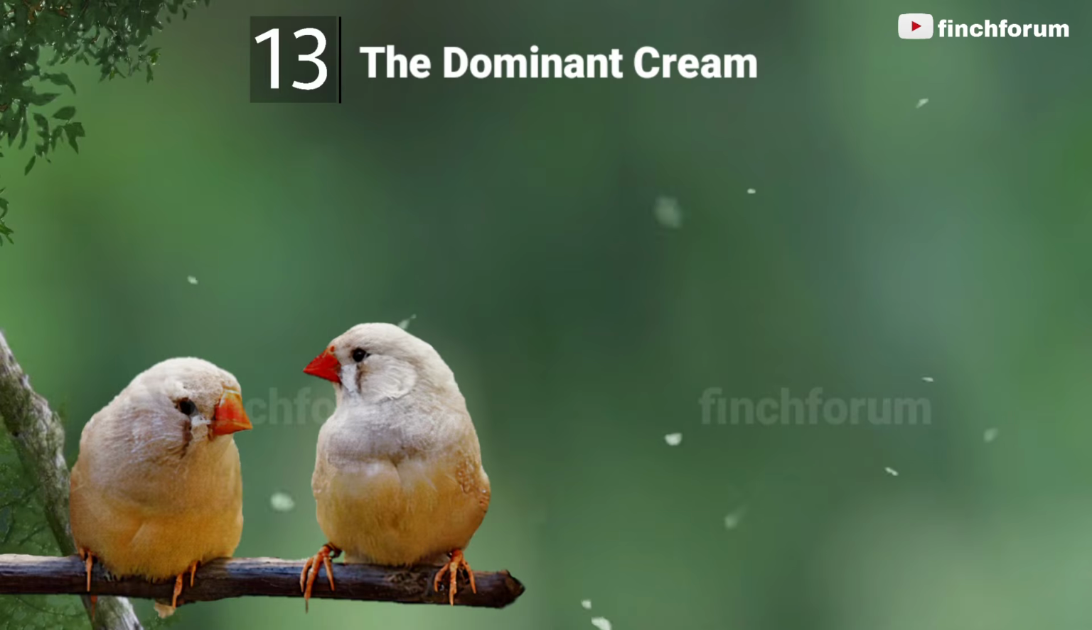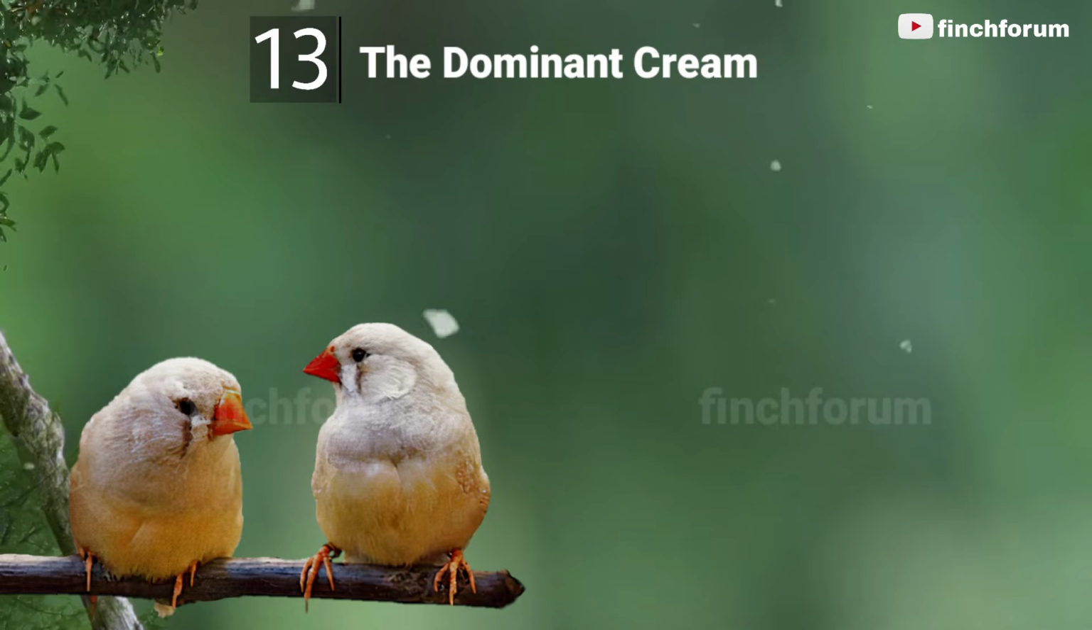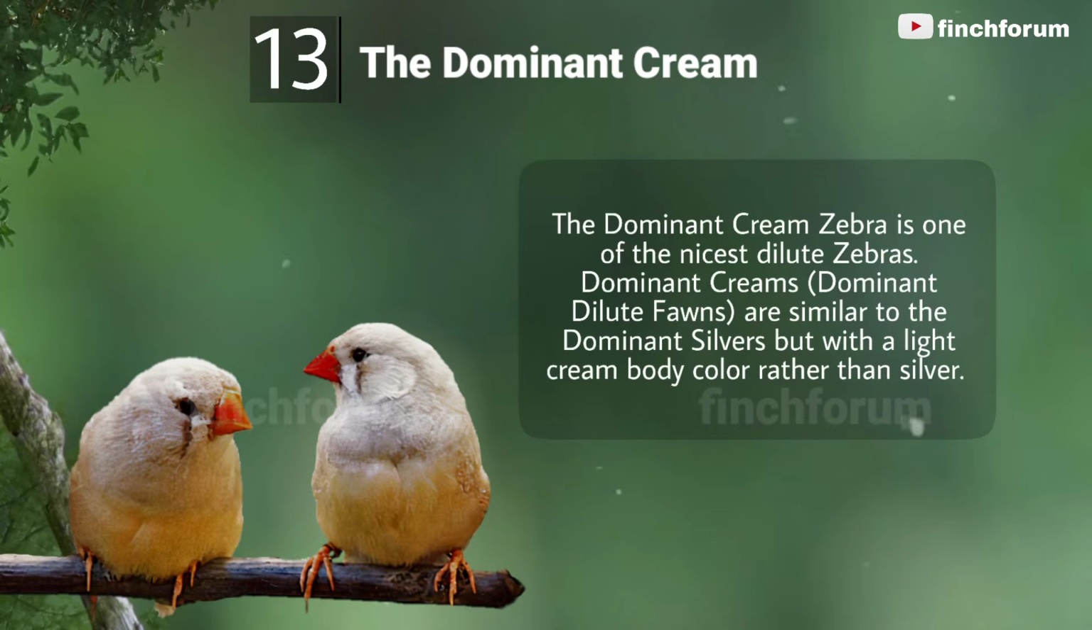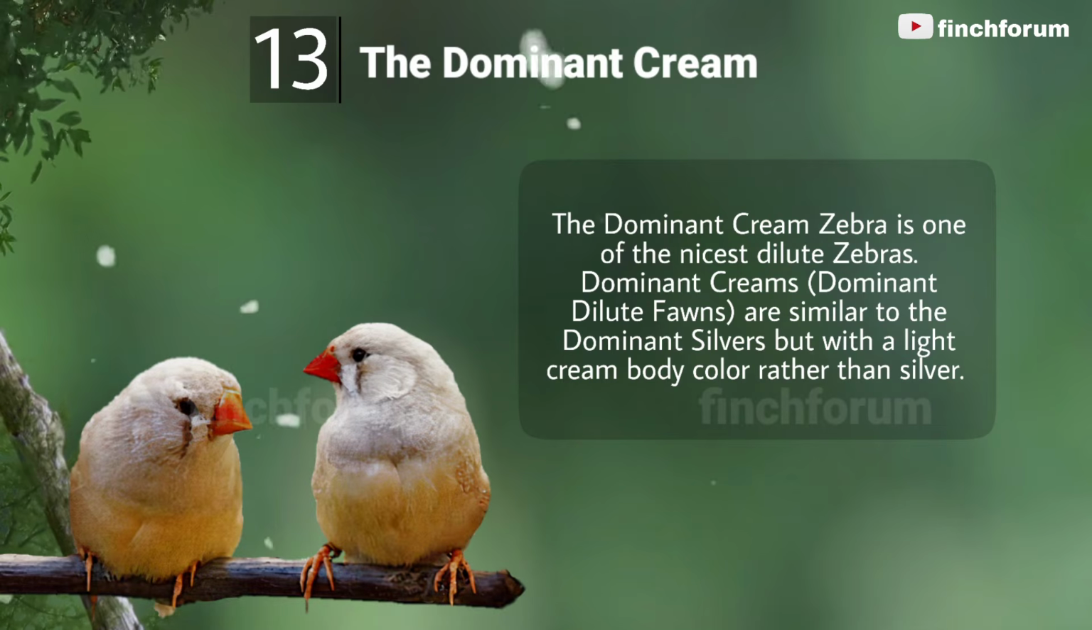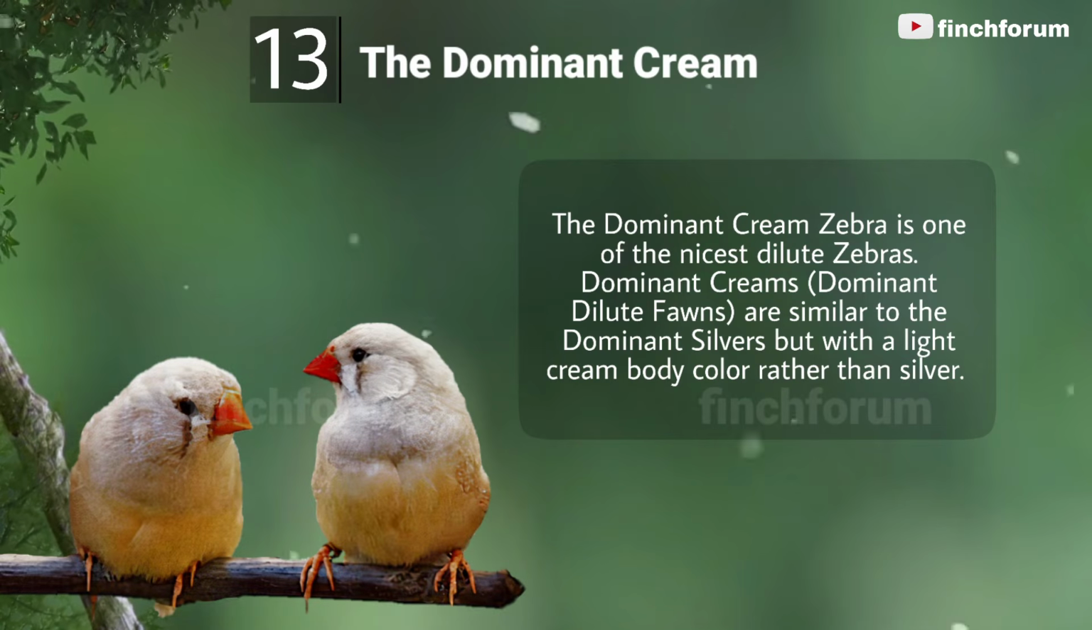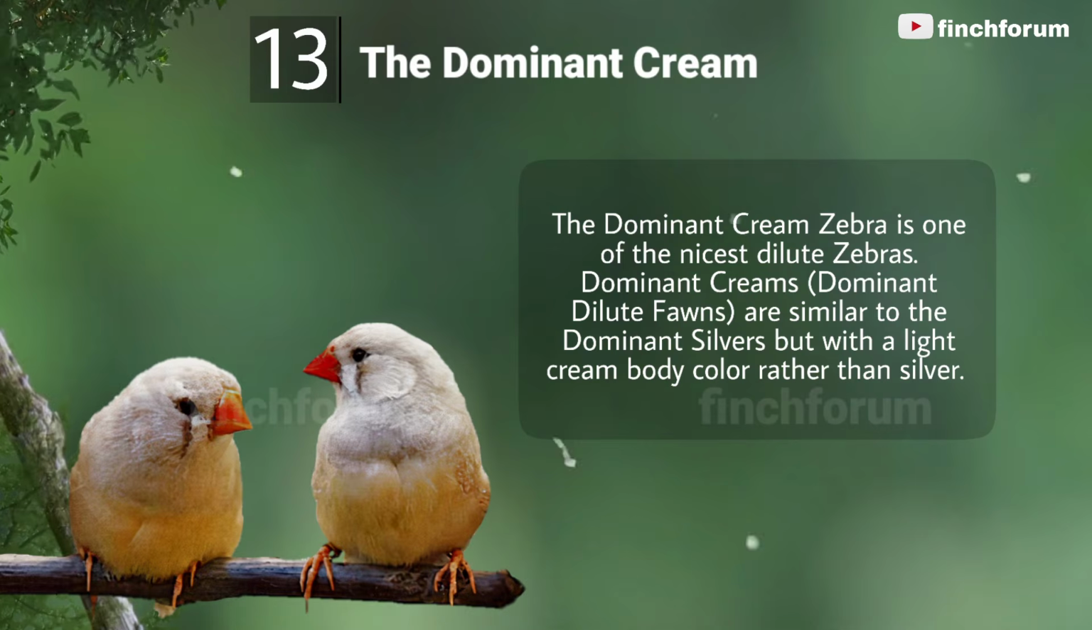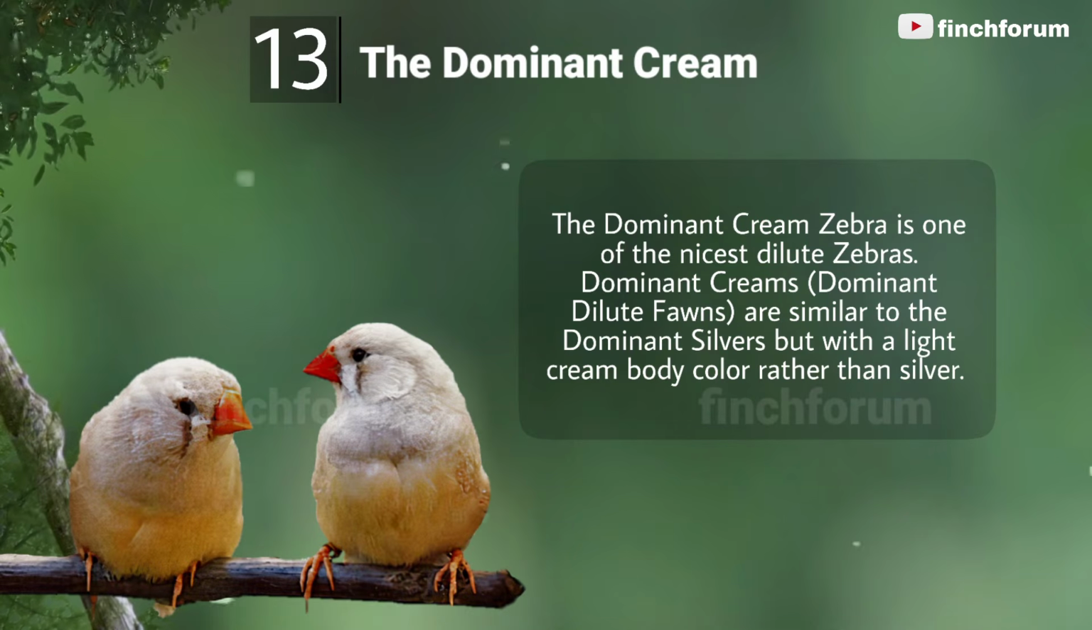Number 13. The dominant cream zebra finch. The dominant cream zebra is one of the nicest dilute zebras. Dominant creams are similar to the dominant silvers, but with a light cream body color rather than silver.